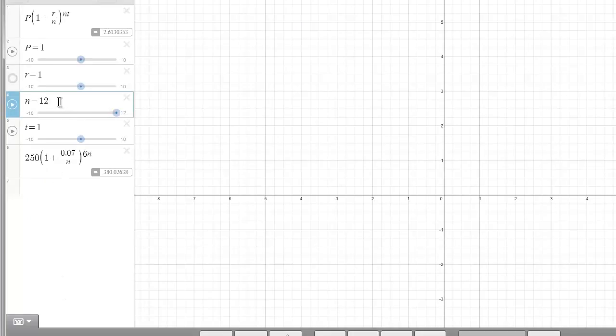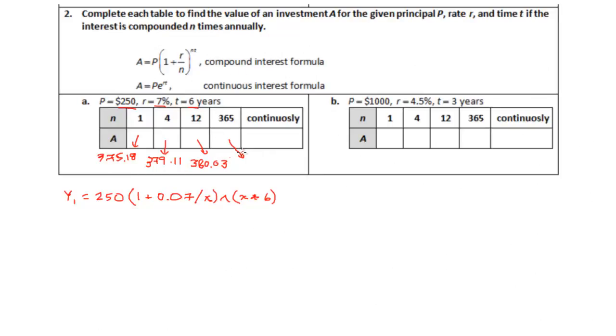Change n to 365. And now we have $380.48. Now, if you compare these, you notice the more compoundings, the better deal you get. It's not a lot of money, but you never turn down extra money. Now we'll look at the continuous formula, which I would put into my calculator this way.